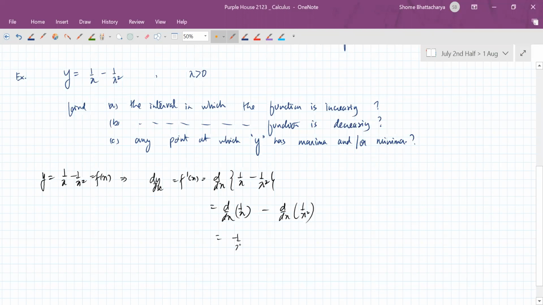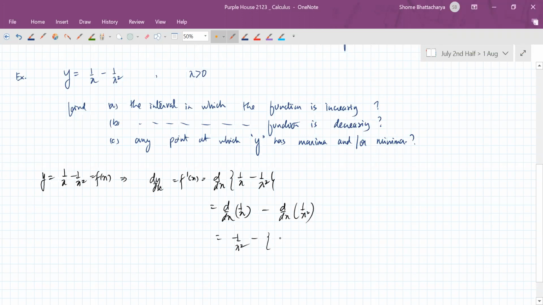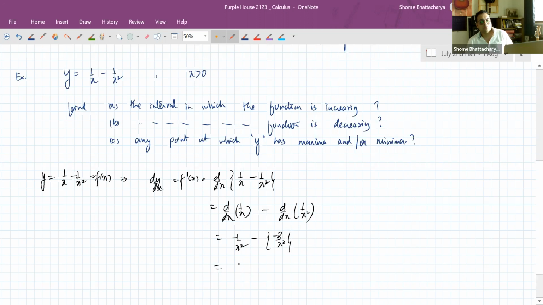It's minus 1 by x square, correct? You just apply the x to the power n rule, and differentiation of 1 by x square is what? Minus 2 by x cube, correct? So this becomes 2 by x cube minus 1 by x square. So this is the derivative of the function. Whether we call it f prime x or dy by dx, it's one and the same thing. This is the derivative of the function.